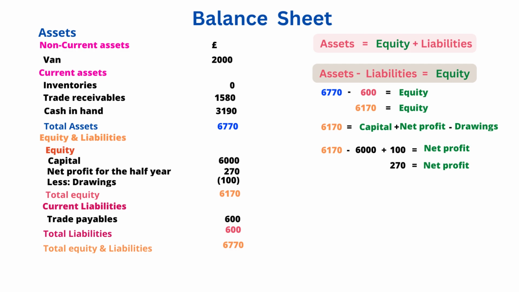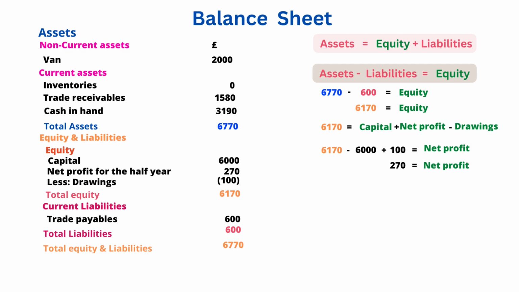Less drawings, borrowing by the owner. We need to take out this amount from capital. So drawings reduce the amount of capital, don't forget. And the total equity is £6,170. Inside current liabilities, we have trade payables 600. So total liabilities is £600.